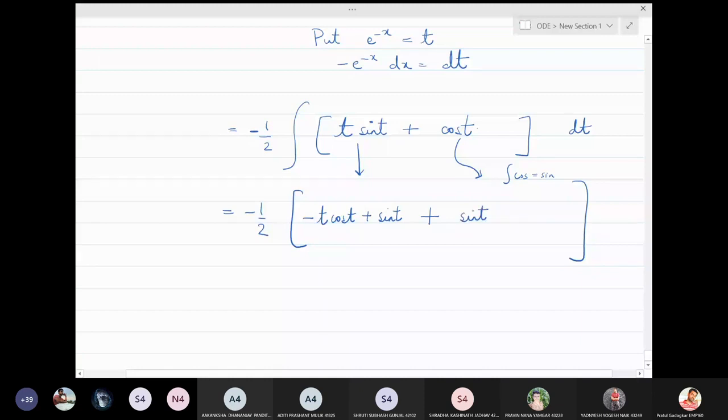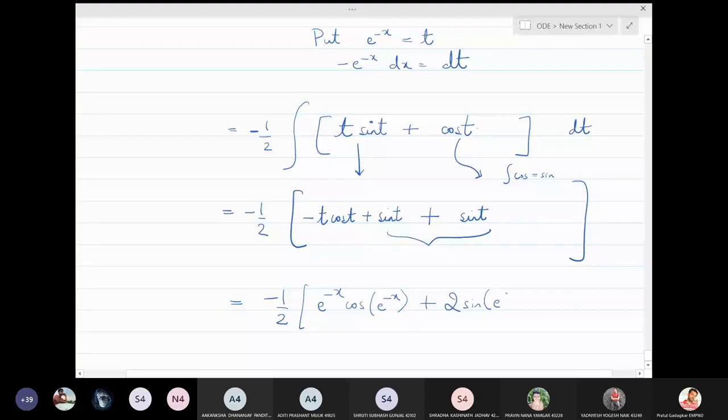So therefore, what is your t? You can simplify this if you want. Minus half e raised to minus x cos e raised to minus x plus 2 times sine of e raised to minus x. So this will become your ax.